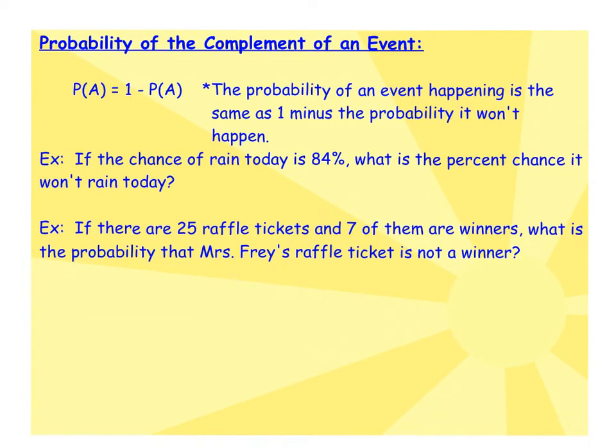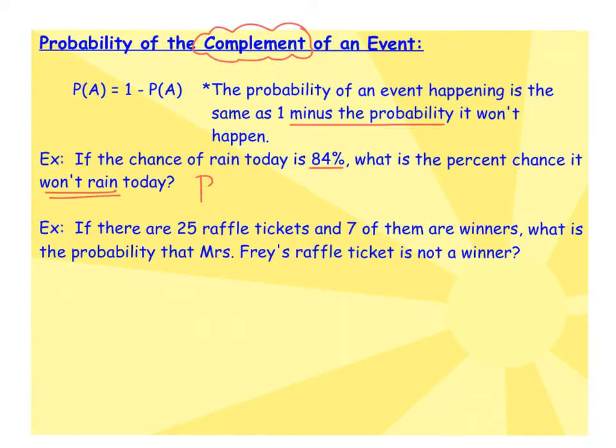Another way that we can work with probability is finding the complement of an event happening. Now, the way that's spelled, it's not like that event looks really nice today kind of complement. It's actually going to mean the opposite, which I know sounds so strange. The probability of an event happening is the same as 1 minus the probability that it won't happen. Okay, so here's what I mean. If the chance of rain today is 84%, what is the percent chance it won't rain today?